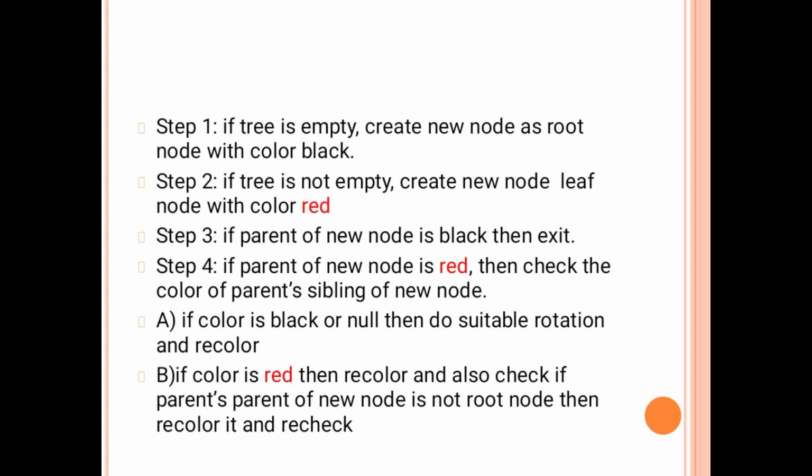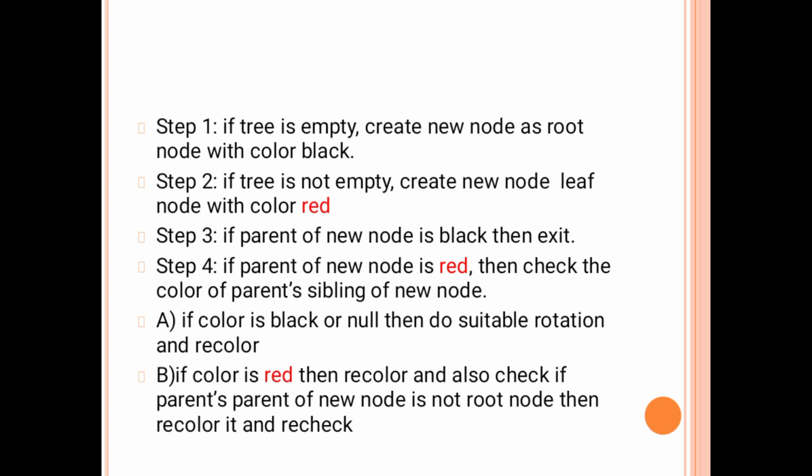If the parent of the new node is red, then we check the color of the parent's sibling of the new node. If the parent's sibling is black, then we do the rotation and recoloring operations. If its color is red, then we do recoloring, and we also check the parent of the new node, whether it is the root node or not. Then we recolor and recheck.